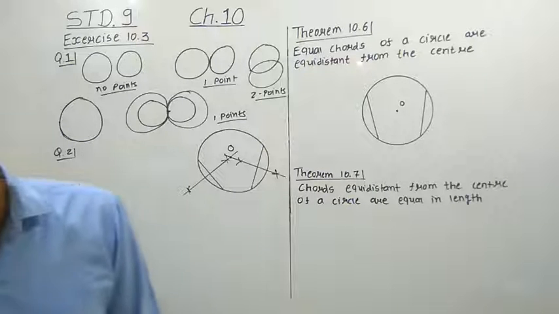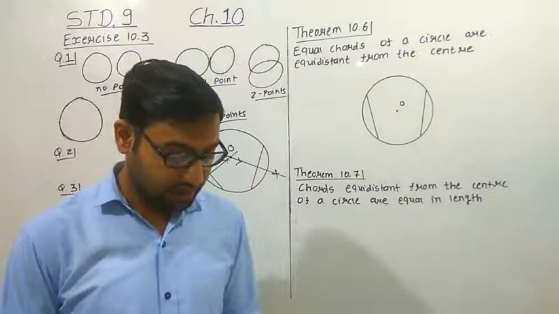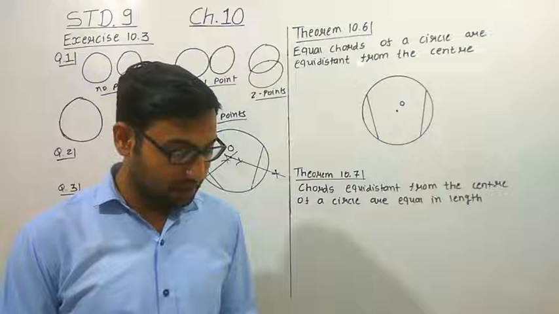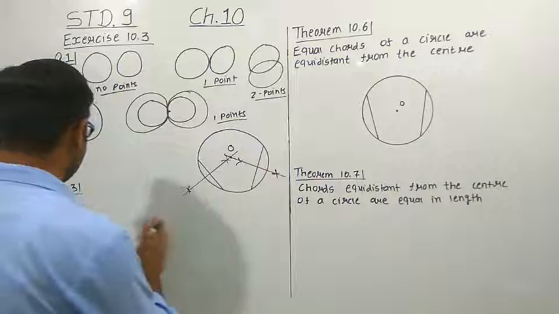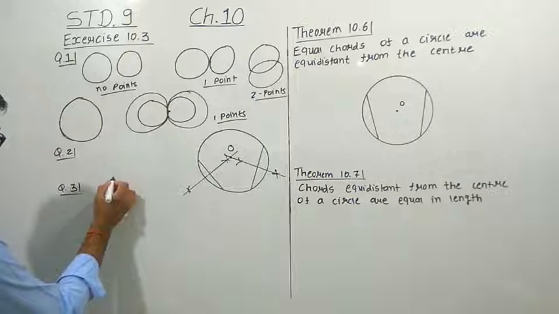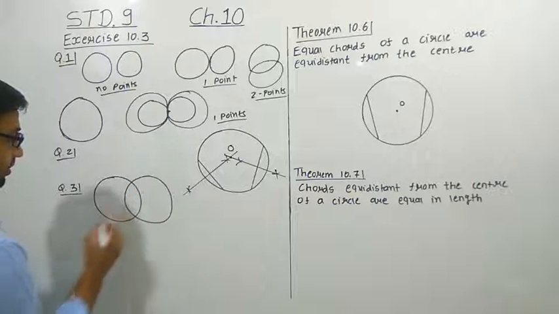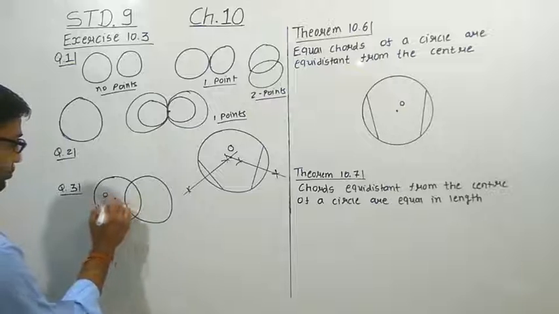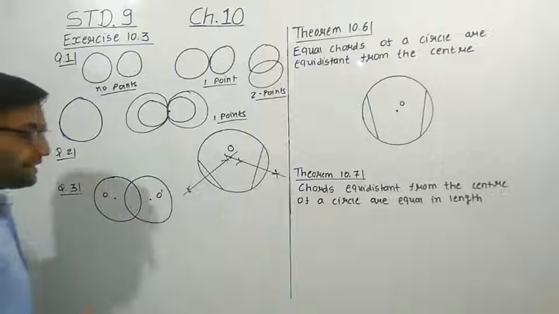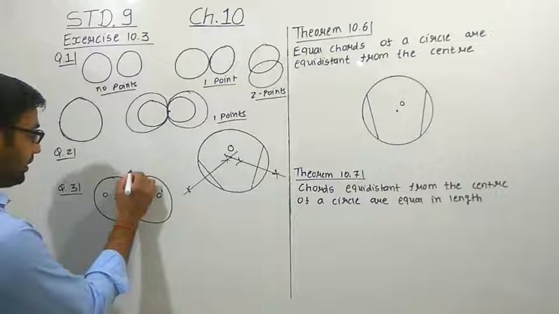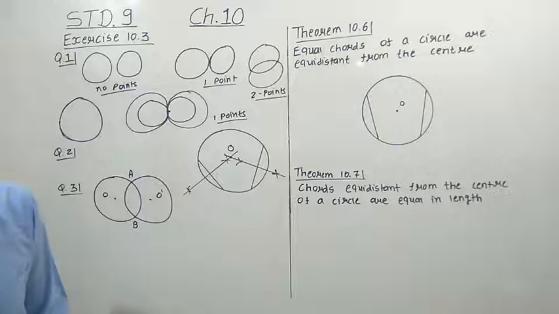Question number 3 is, if two circles intersect at two points, prove that their centers lie on the perpendicular bisector of the common chord, right? So here, suppose we draw the two circles, this circle has a center, suppose O, and this circle has a center O dash. Now both the circles are intersecting in two different points. Suppose this is point A and this is point B. Now if we join this AB, we get the common chord.